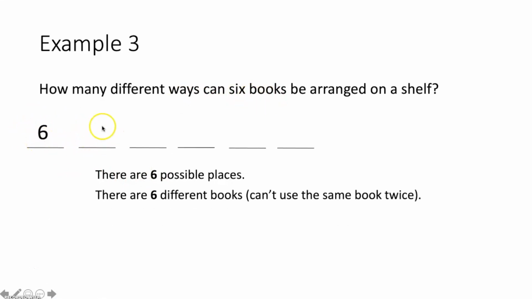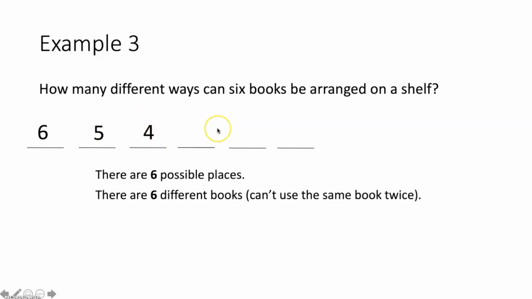But what about the second spot? If I choose a book to be in that first spot, I can't then also choose that book to be in the second spot, meaning my first choice is affecting my next choice, making this a dependent event. So if I have 6 books to choose from for the first spot, I'm going to have 1 less book for the next spot. So I only have 5 books to place in that second spot. And then if I have 1 book in this spot and 1 book in this spot, I only have 4 books left to choose for that third spot.